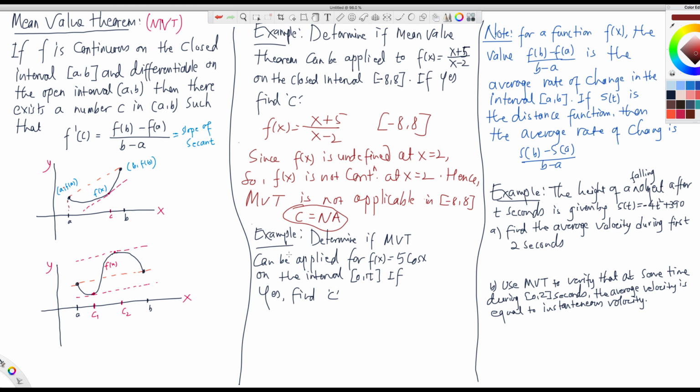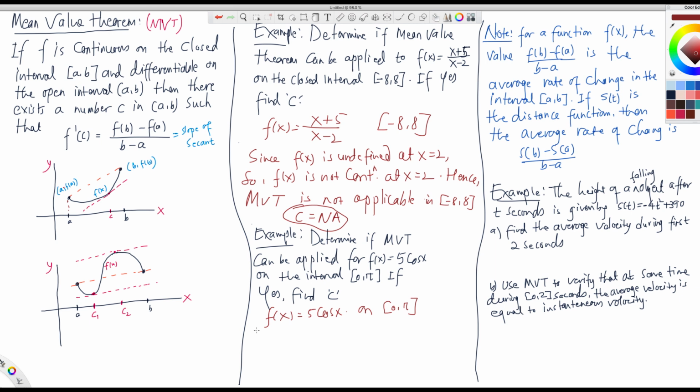Okay. Let us do another example. Determine if the mean value theorem can be applied for f of x equals 5 cosine x on the interval 0 to pi. If yes, find C. So f of x is equal to 5 cosine of x. This function is continuous everywhere. Oh, by the way, I forgot to give the interval, it is 0 to pi. So the function cosine x is differentiable everywhere and continuous everywhere. So we are okay to use the mean value theorem.